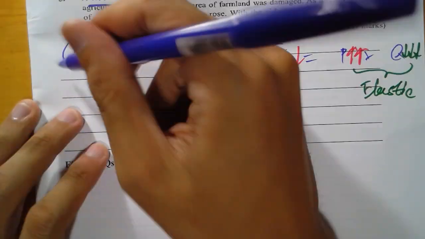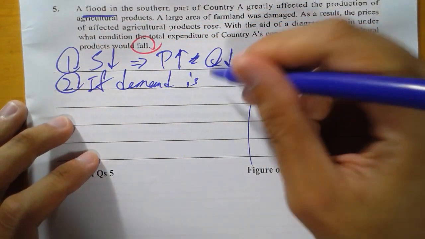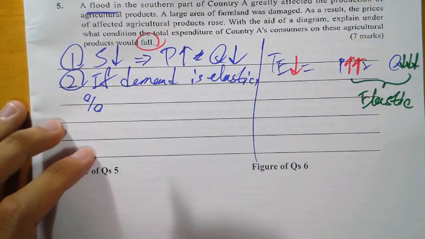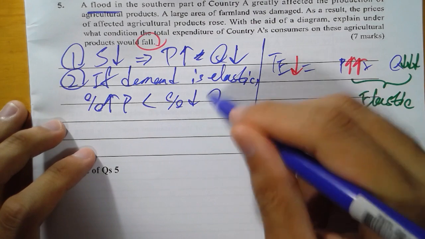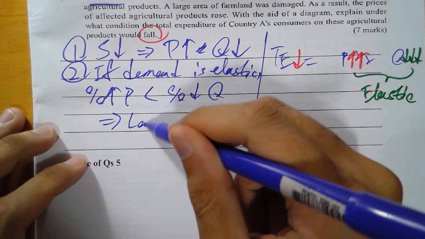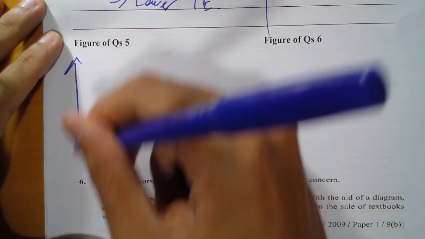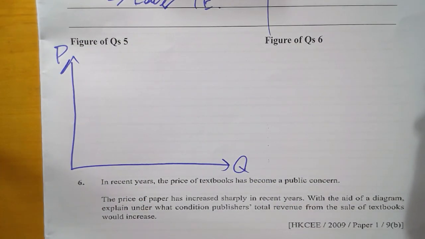So you write, if demand is elastic, then the percentage increase in P will be smaller than the percentage decrease in Q, leading to lower TE. Okay, this is the way you explain it. Now what about a diagram? First of all, do you need to draw the supply curve? The answer is no, but if you have drawn the supply curve, it's totally fine.